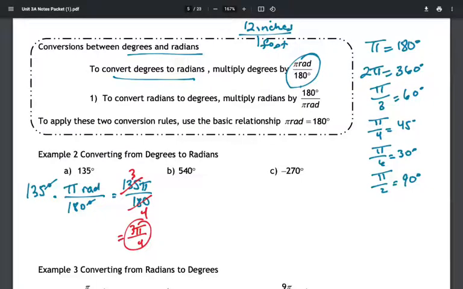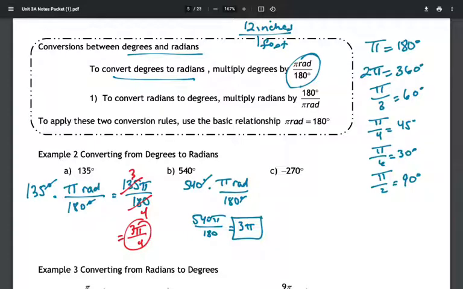540 degrees, I'm going to convert it to radians. So 540 degrees times pi radians over 180 degrees. That way my degrees cancel, and I end up with 540 pi over 180. Now 180 goes into 540 3 times, so that would be 3 pi.